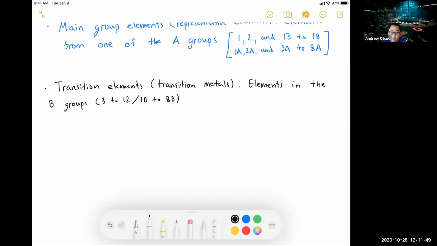All right. Let's just double check that I got that right. 3 to 12. So 3 to 12 here. So 1B, 2B to 8B. So for transition metals, it may be helpful to just remember the IUPAC nomenclature because the 8B covers 3 elements.